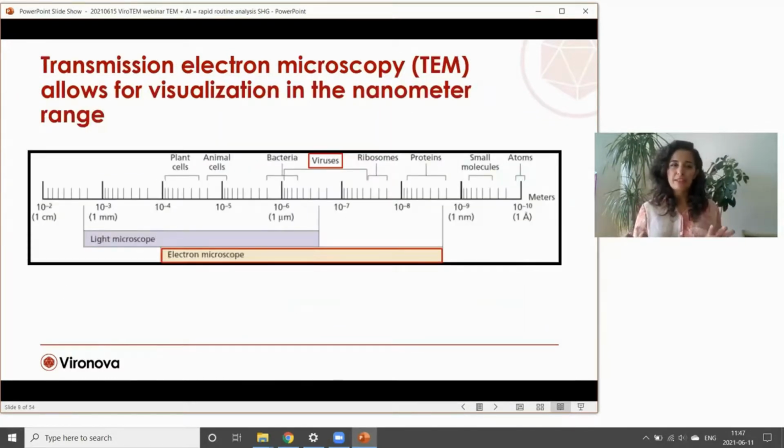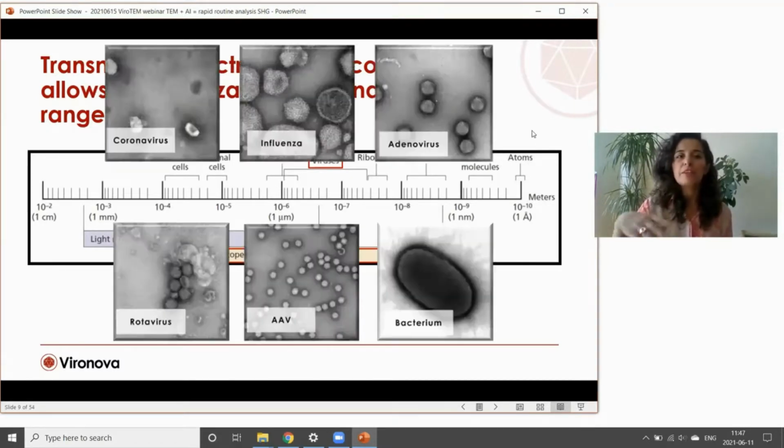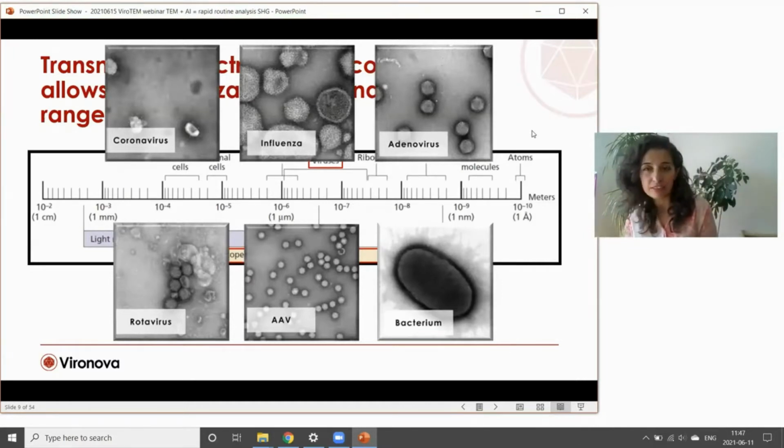And this is where transmission electron microscopy, which I will call TEM for short from now, really comes into play. Because unlike with light microscopes, TEM allows you to actually visualize these small particles that are in the nanometer range. This is where we have our viruses, and you can see that this is really the sweet spot for electron microscopes. You can finally directly visualize viruses, viral vectors, gene delivery, vaccine particles, and so on. So you can actually visually see them and get some visual insights.